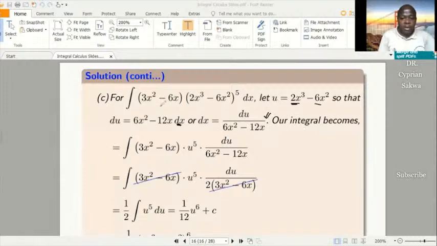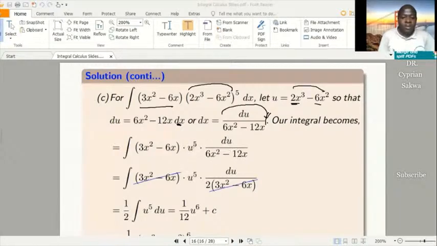Now we go to our integral, and remember that this part is u. This part is u, so we just replace u there. So you can see that in our integral, I still have this part here, but instead of this, I have u raised to 5, of course, that was our u. So it's u raised to 5. Instead of dx, I have the equivalent of dx, which is du over 6x squared minus 12x.